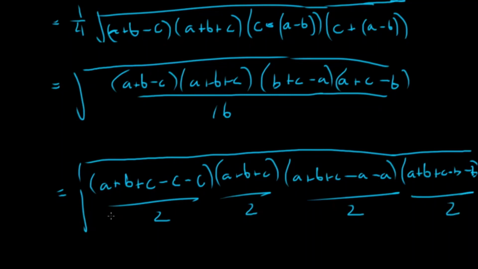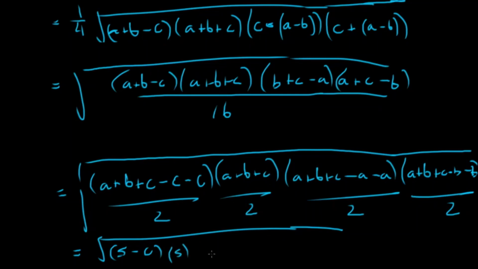And I'm so close. This first term here, I have a plus b plus c divided by 2. That's the semi-perimeter. And then I have a minus 2c divided by 2. That's just minus c. This second term, I have a plus b plus c divided by 2. That's just the semi-perimeter. And then I have a minus 2a divided by 2. That's just minus a. And then I have a plus b plus c minus 2b divided by 2. That's the semi-perimeter minus b. There is a really convenient formula.